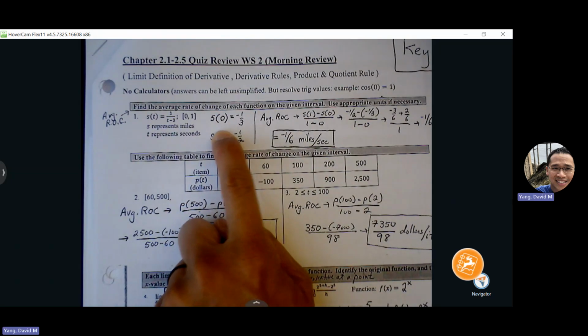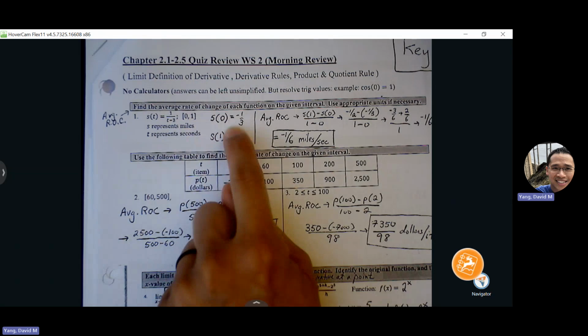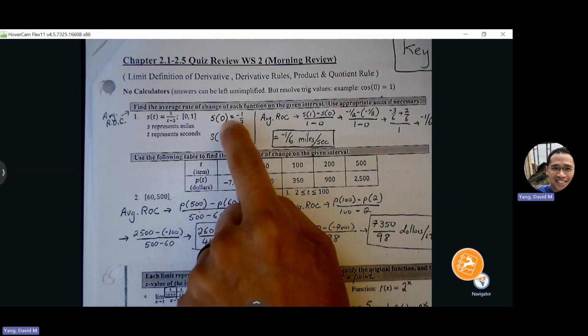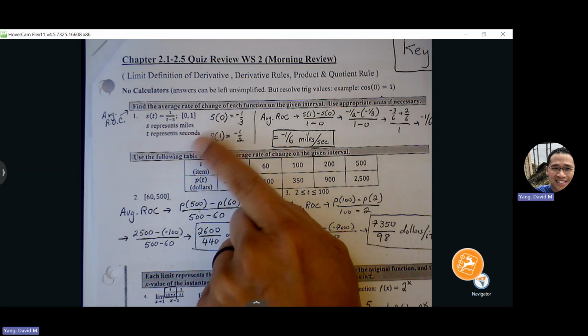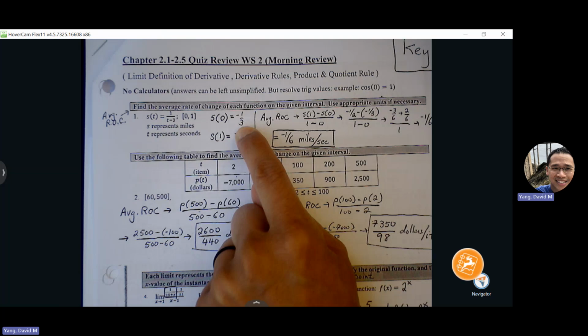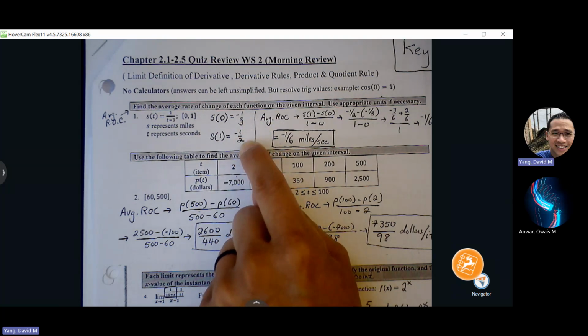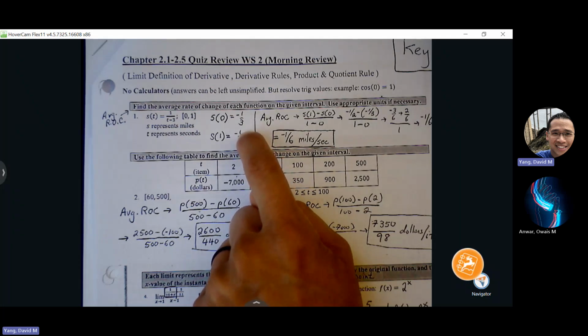So then we plug 0 into S sub t, and we know that at 0 minutes, 0 seconds, this object has gone backwards 1/3 miles, or negative 1/3 miles. And then 1 second in, he's going to be at negative 1/2 mile. Whatever that means. So imagine this is just locations on a number line. So it's at negative 1/3, and then at 1 second, he's at negative 1/2.